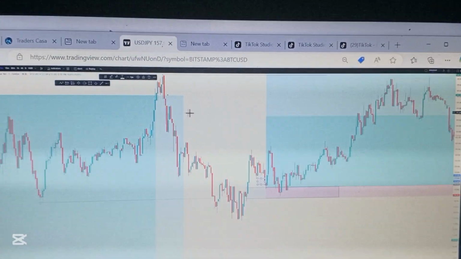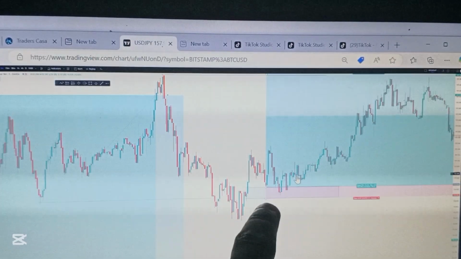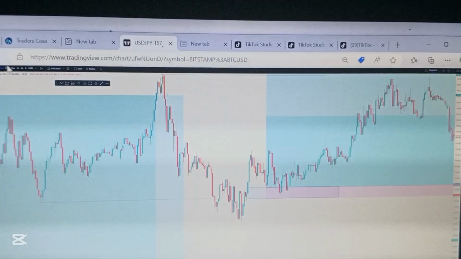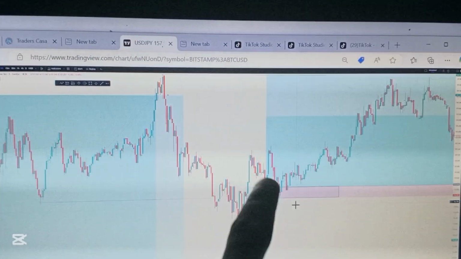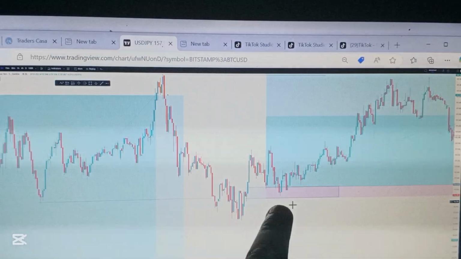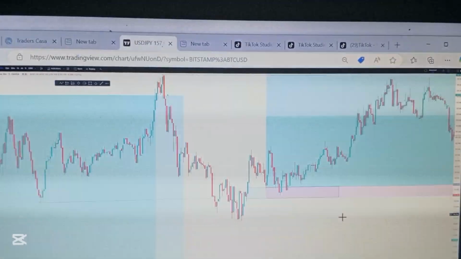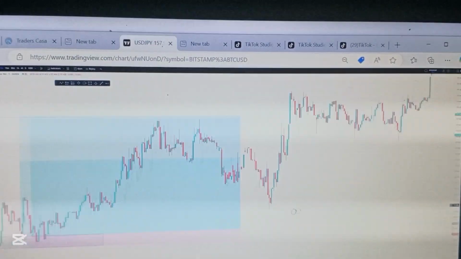Let me check if I took any other trade. You can see the market has not been moving well recently, so I decided not to take any trade until I see my setup. So that is that. It's quite easy if you understand the process.